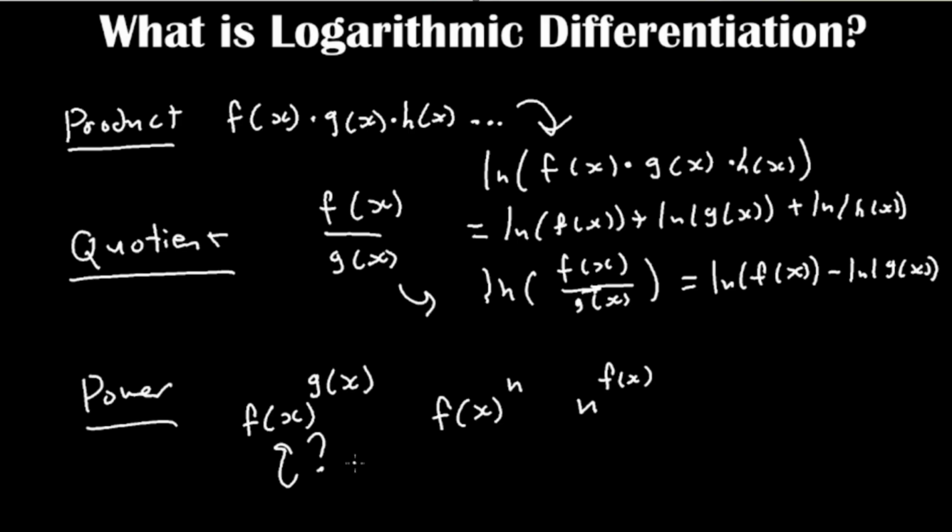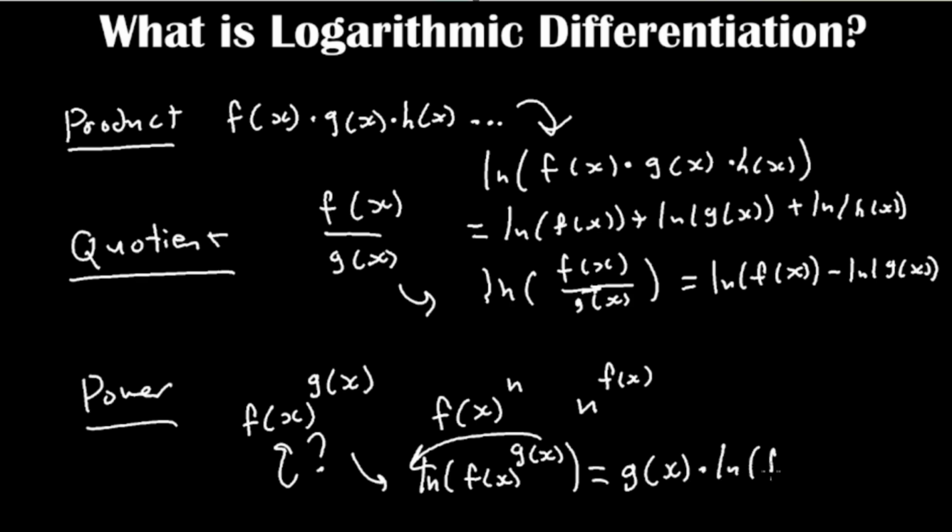And for this other case, f of x to the g of x, the natural log of that, what you do is you bring this power down in front. So this would be g of x times natural log of f of x. And you would need the product rule here, but that's still a lot easier, and we actually know how to do this. So in short, logarithmic differentiation works by using properties of logarithms to simplify expressions. So let's go and look at the steps.